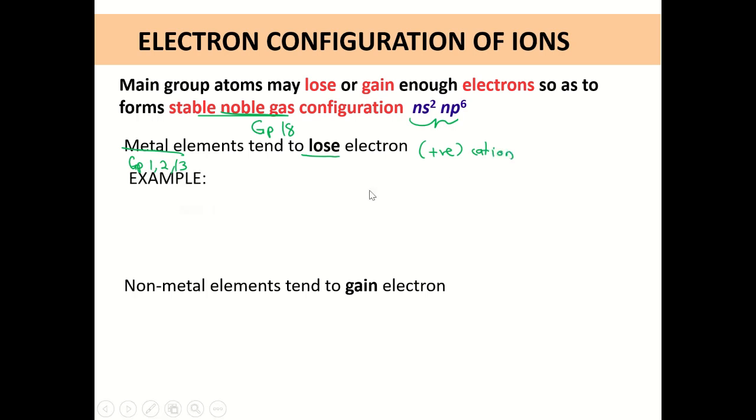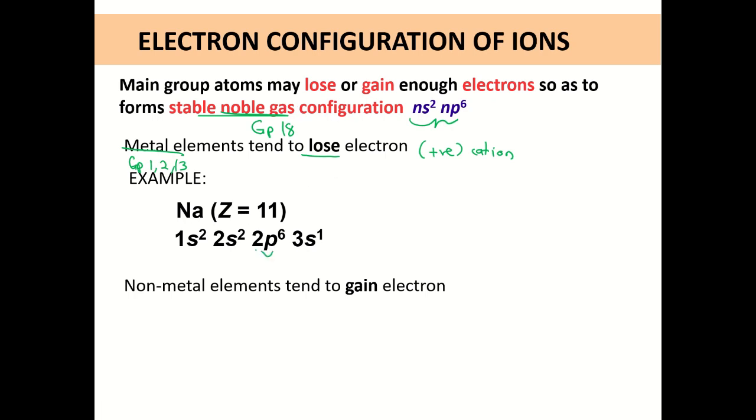For example, we have sodium with a proton number of 11. So when it has 11 protons, that means it consists of 11 electrons. These 11 electrons will be assigned into 1s2, 2s2, 2p6, and also 3s1. But in order to achieve stability, it needs to have a stable octet noble gas configuration.